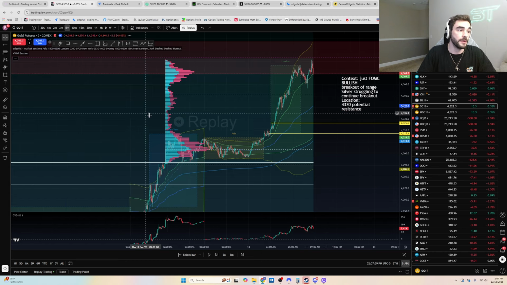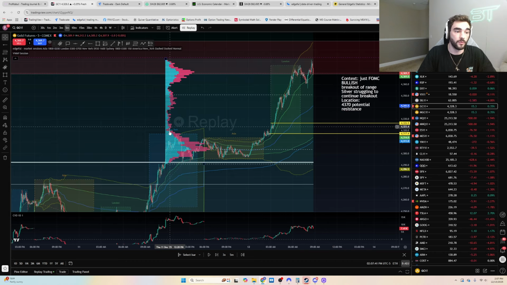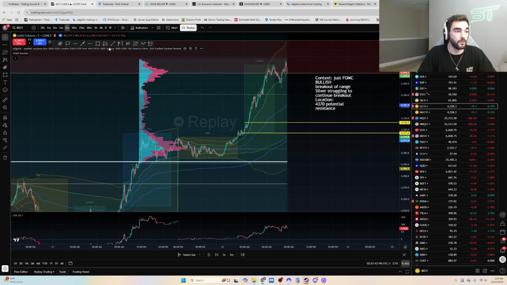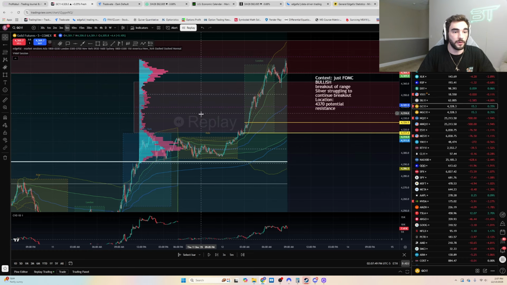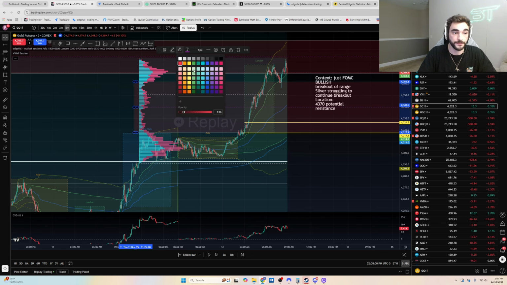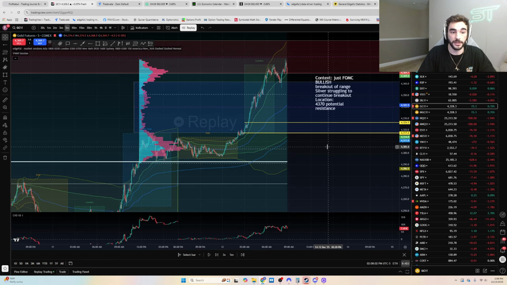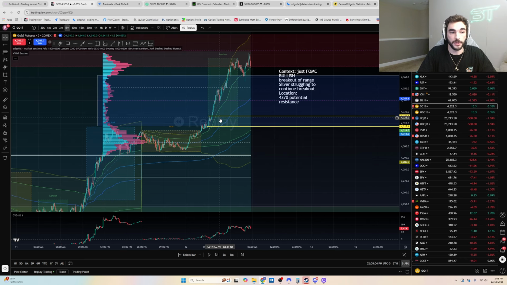Okay? If I'm just looking at this profile, what else do I notice? Well, this is all low volume. This is all low volume in here. So if this starts to break down past this volume shelf, what do I expect to happen? I expect this to flush really hard. And what is my target going to be? It's going to be that London low.